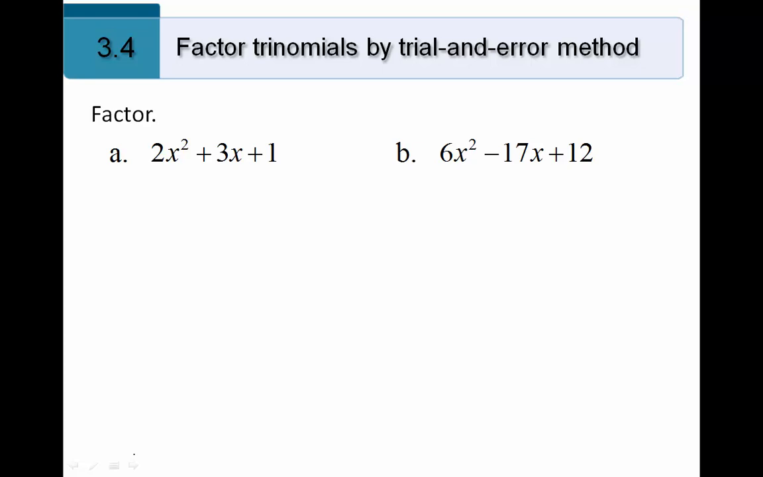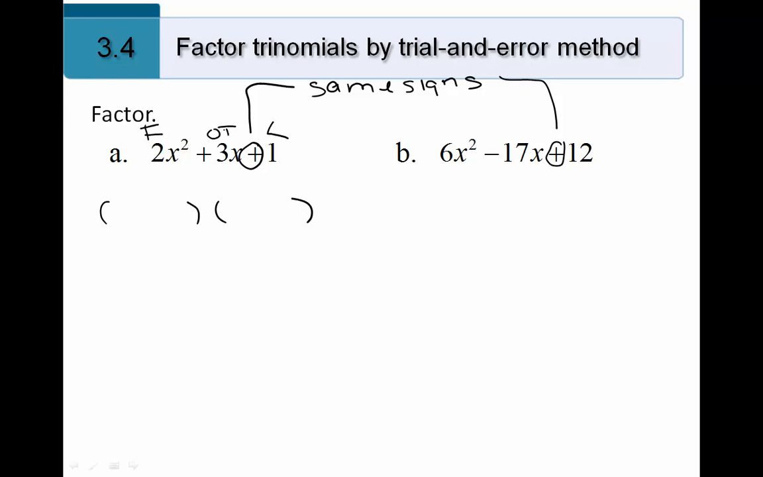Right, factor 2x squared plus 3x plus 1. Notice this is positive. Same signs down below. And I'll just do the same for this. I glanced over here and noticed the same thing. So I'll save myself having to write that twice. My F, my L, my O, and my I.